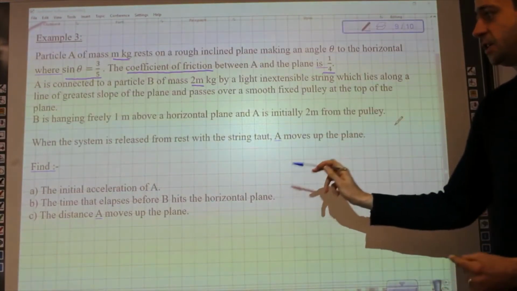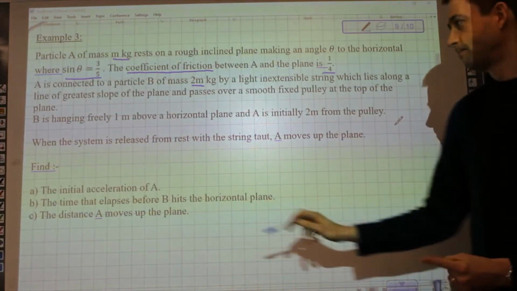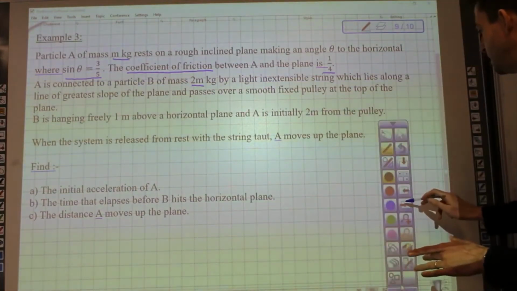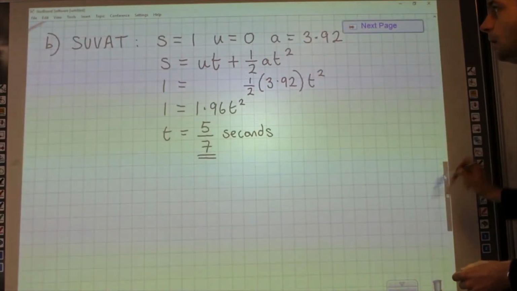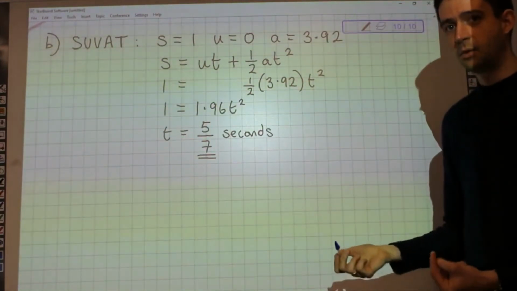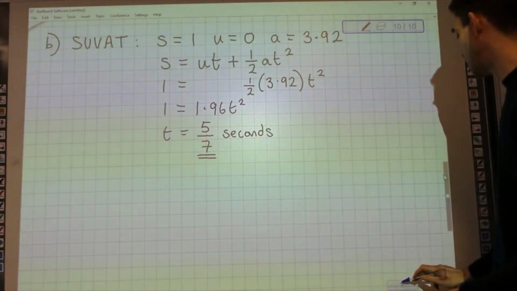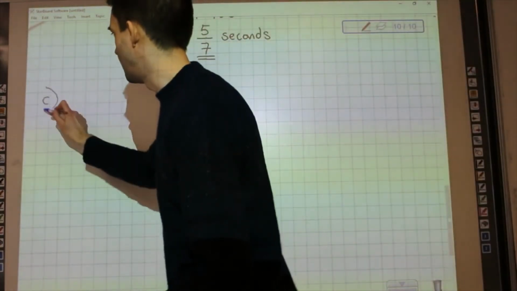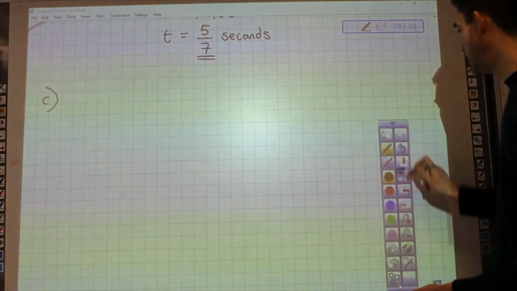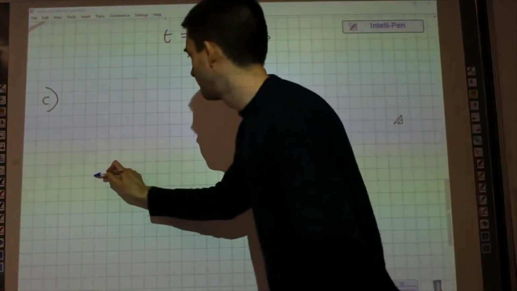Part C, the distance A moves up the plane. What we've got to consider now is what happens to A when B hits the ground. I'm going to draw out a new system for this, because what will happen to A when B hits the ground is that its acceleration will change.